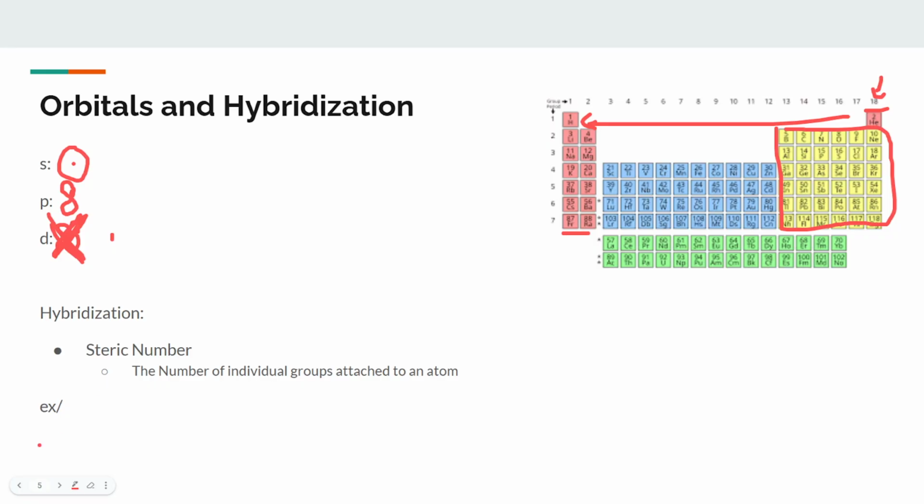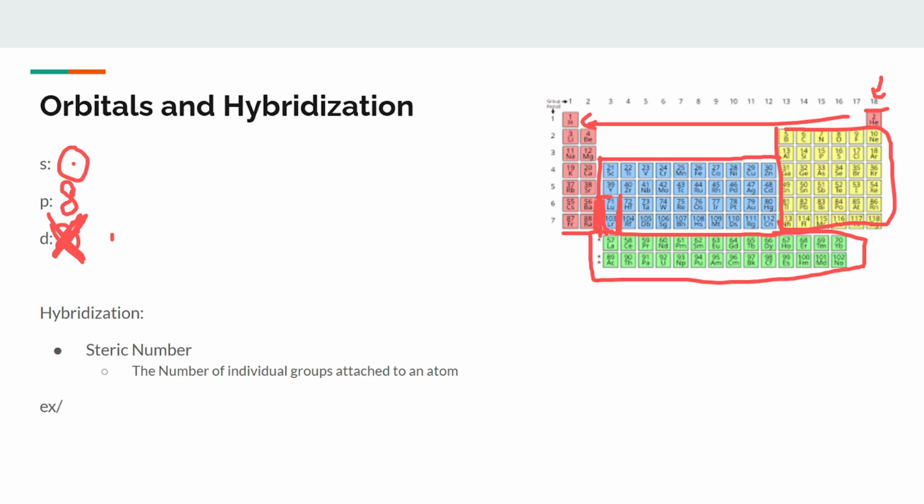And so D will be everything that's in these blue ones. There's also F down here, which is placed kind of here. Oh, never mind. Sorry. They're placed here. There's a little jump after the 5th row to the lanthanides and actinides.